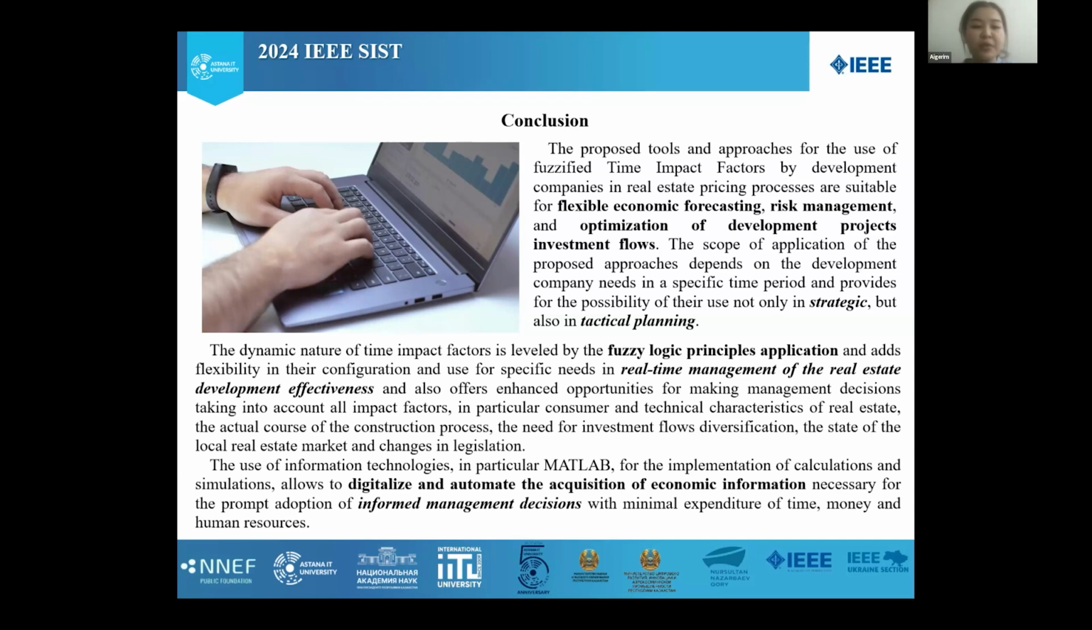So the use of information technologies, in particular MATLAB, for implementation of calculations and simulations allows us to digitalize and automate the acquisition of economic information necessary for the prompt adoption of informed management decisions with a minimal expenditure of time, money, and human resources.